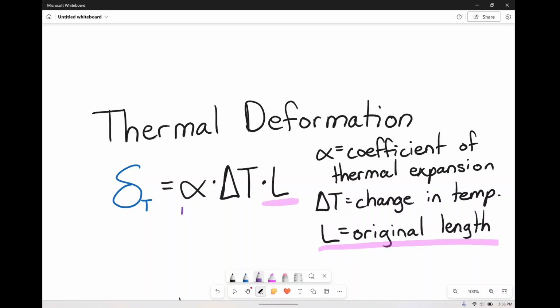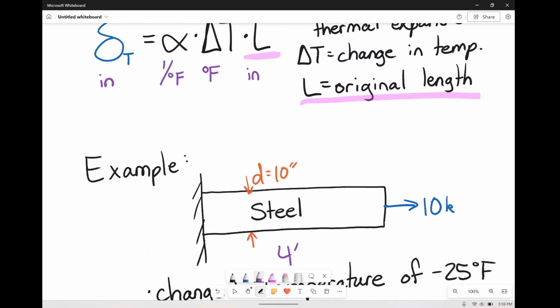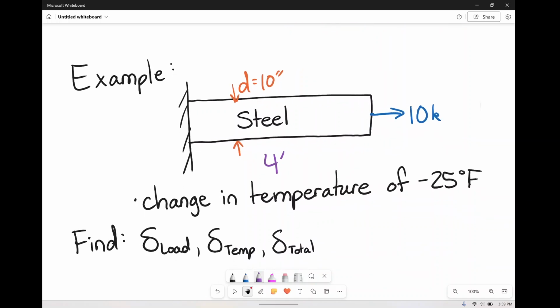As far as units go, it's 1 over degrees whatever. I'm going to use Fahrenheit because I'm going to be doing US customary units. It'd be degrees Celsius if you're in SI units. Temperature, again, is in either degrees Fahrenheit or degrees Celsius. And my length, I'm going to make sure is in inches. So that means my deformation is in inches. All right, so they're very simple units. And now we're going to pop into an example.